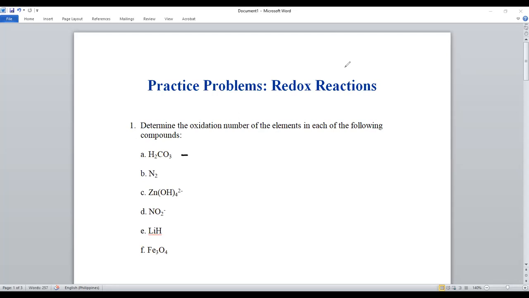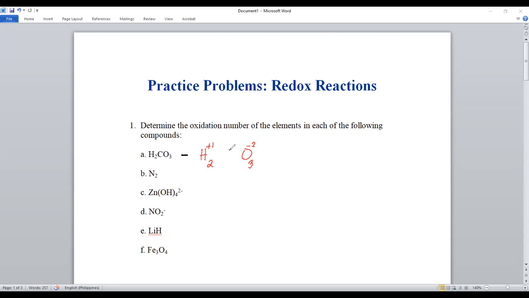Okay, now H is positive one, so this is having plus two here. Oxygen is most of the time negative two, and it has three here, so we have three atoms of oxygen. And carbon in the middle is only one.